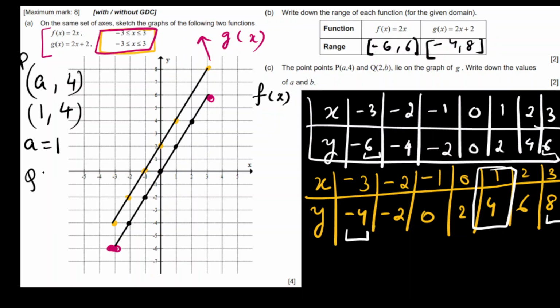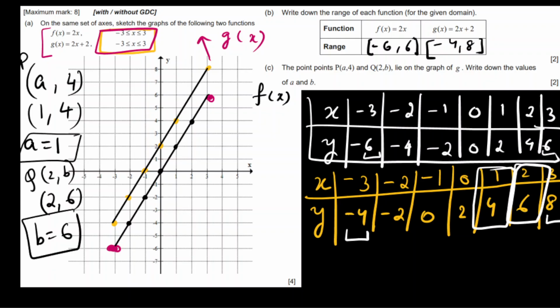We have another point Q, and this is 2 comma B. So the value of x is 2 on the same graph g(x). When x is 2, here we can see the value of y is 6. So that means the point is 2 comma 6. If we compare, b's value is equal to 6. B is equal to 6. So we have completed this question.